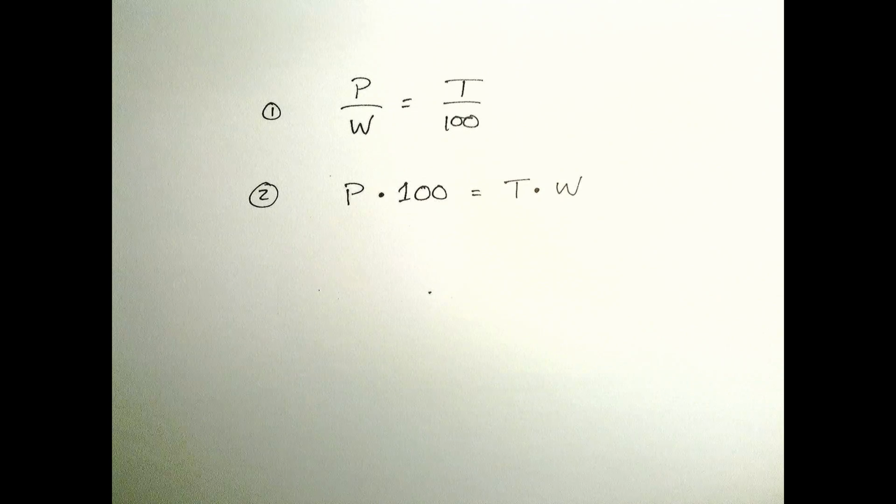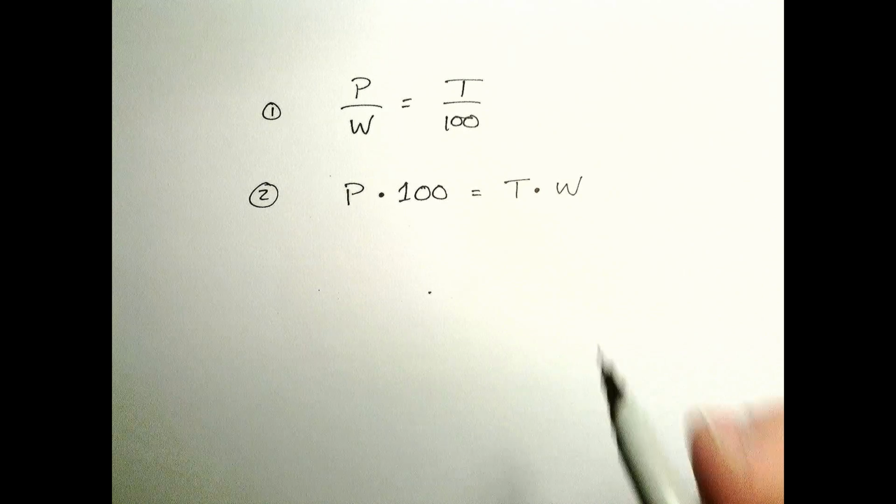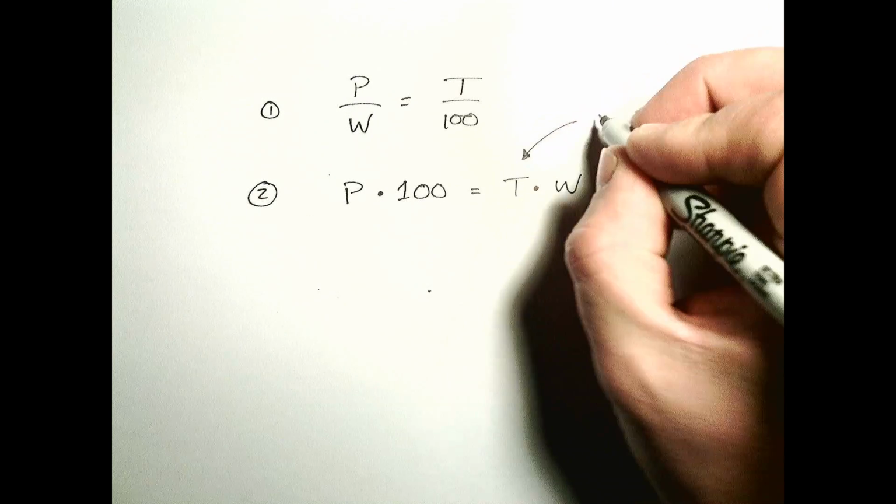So, Jackson was right. We found P, we found W. Now what do we have to find? We need to find T. We need to find what we have called percent.